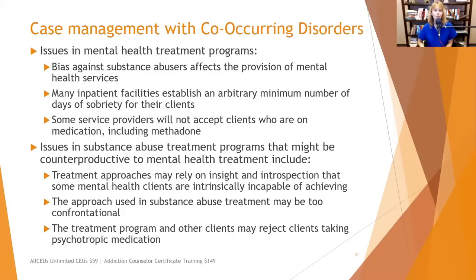Issues in mental health treatment programs can often include bias against substance abusers. Mental health treatment programs say we're for mental health, we don't treat substance abuse, even though all the research says that they are co-occurring and they need to be treated simultaneously. Some mental health services just aren't prepared and don't have the training. So we need to make sure that clients can get the mental health services they need in conjunction with the substance abuse services they need, and that they're not denied services.